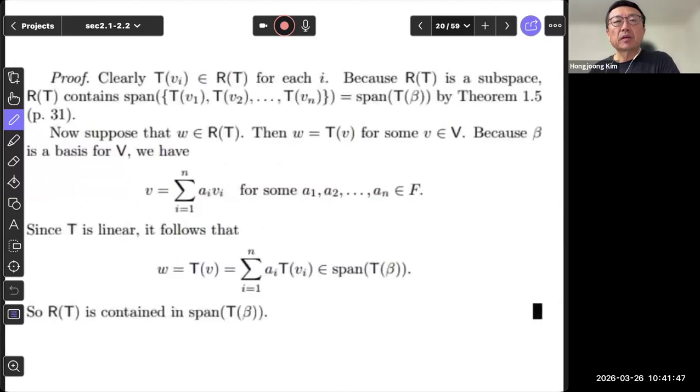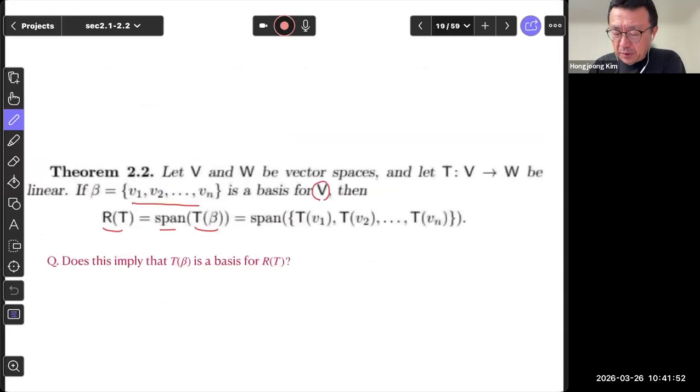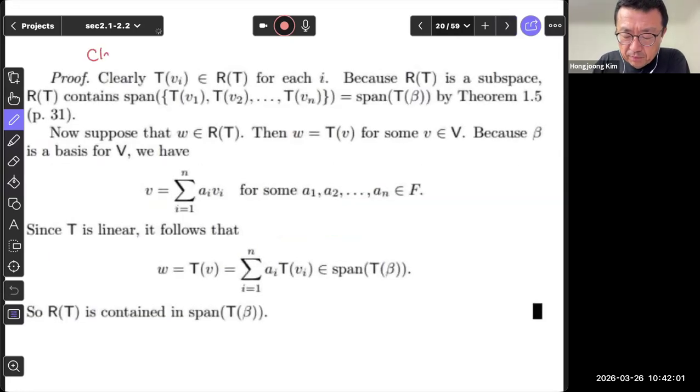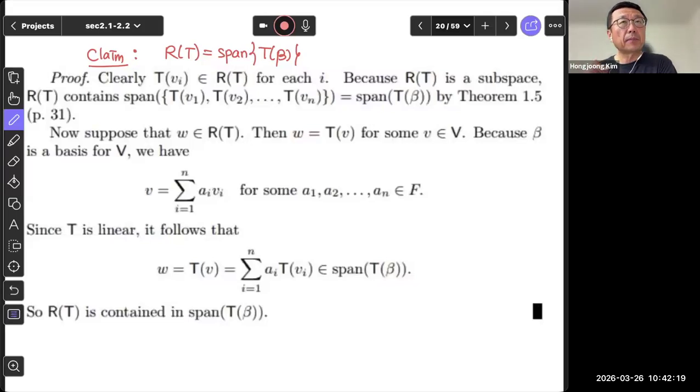So let us check this. So our claim is this: the range is spanned by this. So that is the claim. The claim here we want to prove is that the range of this mapping is spanned by T of beta. So that was the claim.